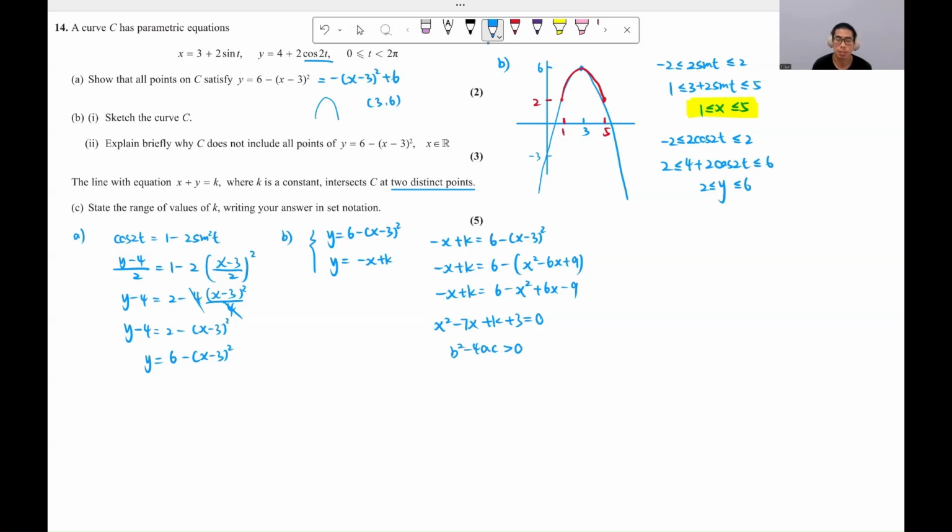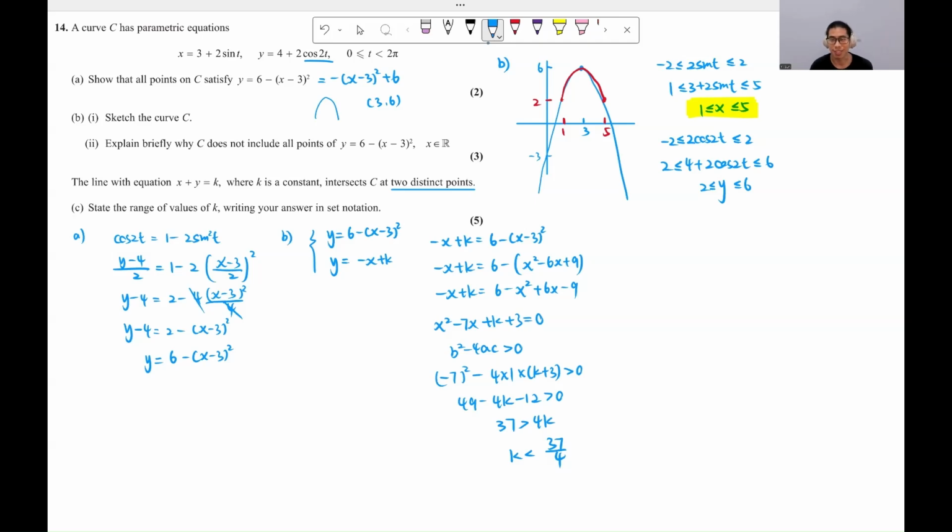And then because it's two distinct points, that means the discriminant b squared minus 4ac has to be more than 0. So b is negative 7, and then minus 4ac is more than 0. So 49 minus, 4 times k is just minus 4k, and minus 4 times 3 is minus 12, more than 0. So 49 minus 12 is 37, and then plus 4k for both sides. So 37 is more than 4k. So k has to be less than 37 over 4.